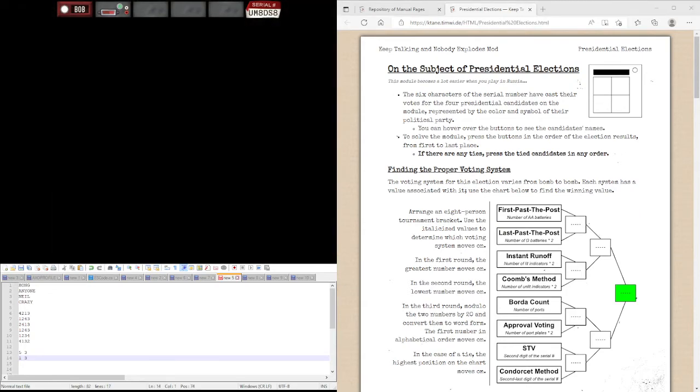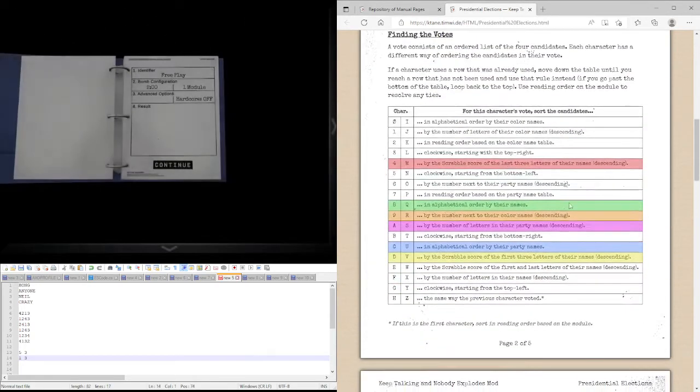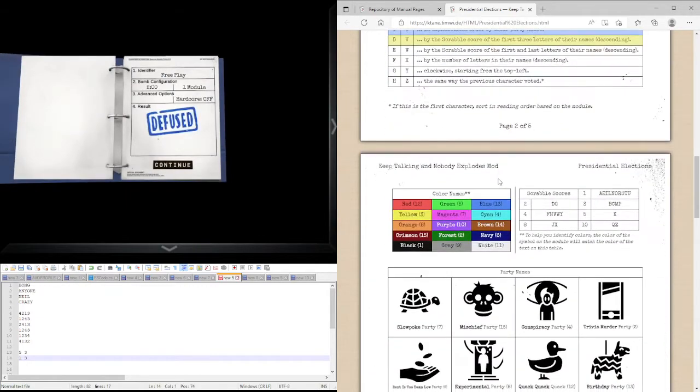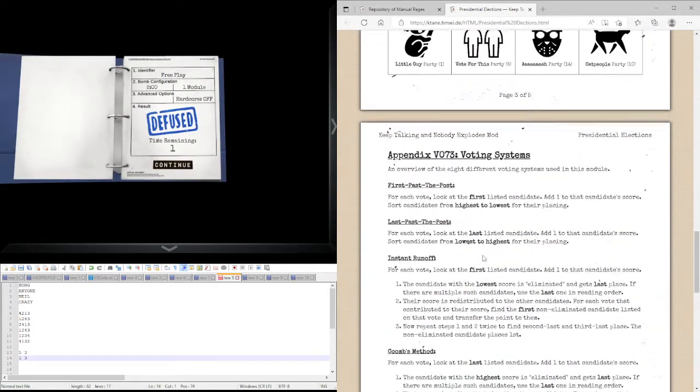However, like I said, this isn't the end of the tutorial yet. I'm now going to give my best brief explanation of the other voting systems.